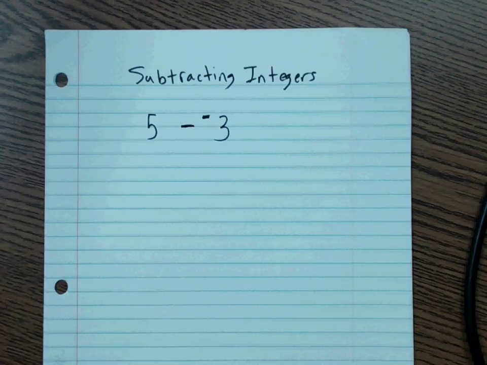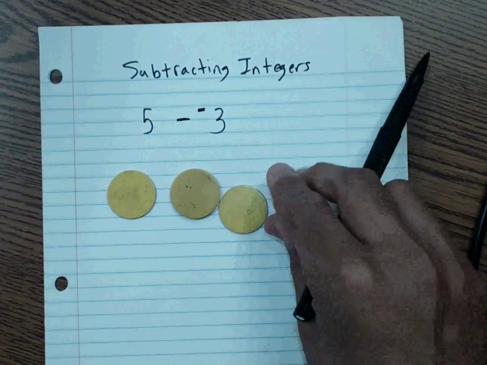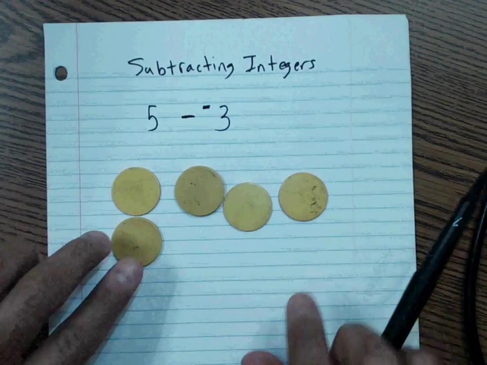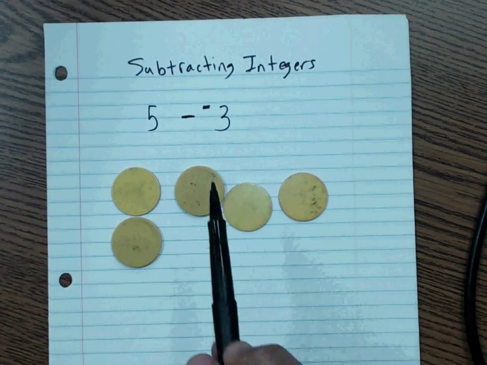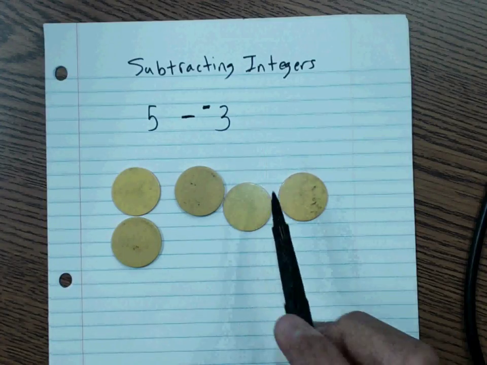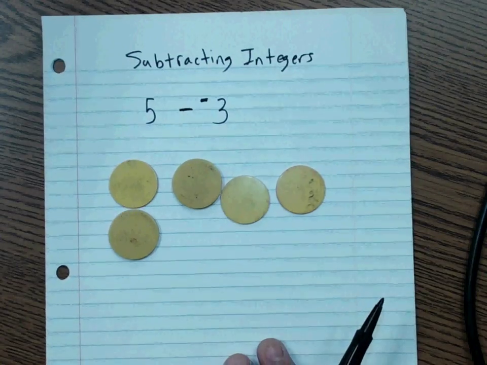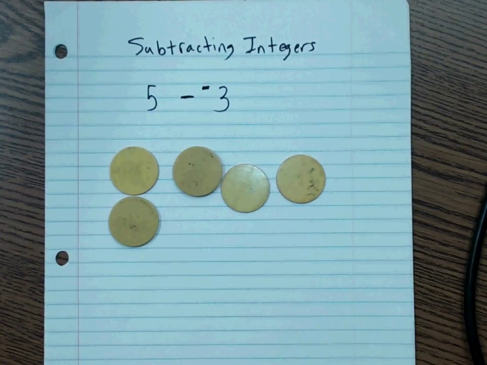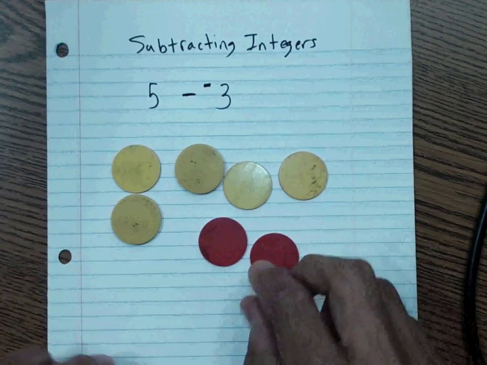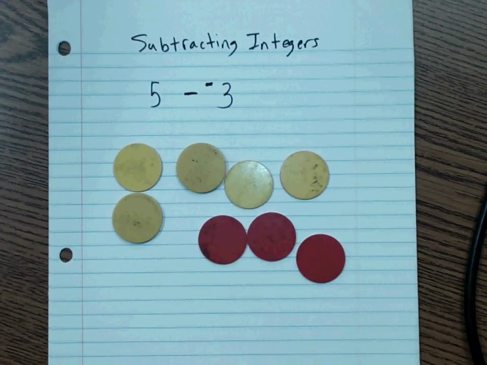So remember, yellow is positive, so I've got 1, 2, 3, 4, and 5 positives. That's my positive 5. And here the operation is telling me to subtract negative 3. Well, I don't have any negatives to subtract. I don't have any reds out there at this point. So that's where you are going to get your negative 3. But the only thing is you can't just make something a negative.